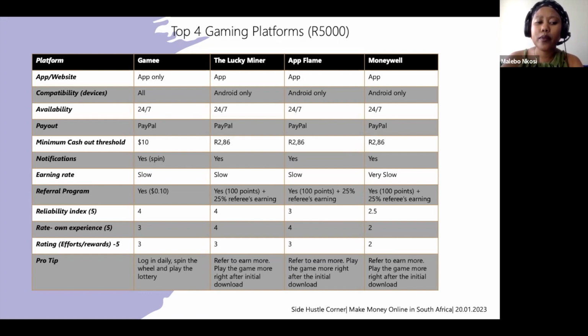And then in terms of the reliability index, you can also see this is related to just how reliable the platform is. Maybe its functionalities, like, are you always able to access it? Are you able to always withdraw your money and all those things? So with Moneywell, you can see that for the reliability index, I gave it a 2.5, which is low out of 5. That's because I experienced weird things as I was using it.